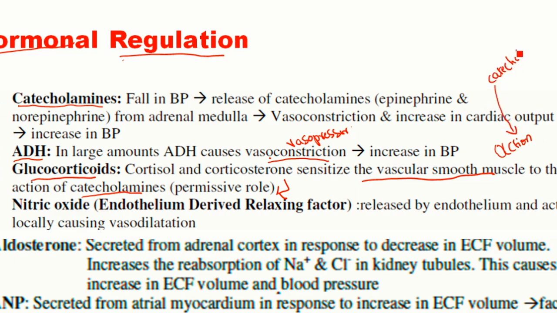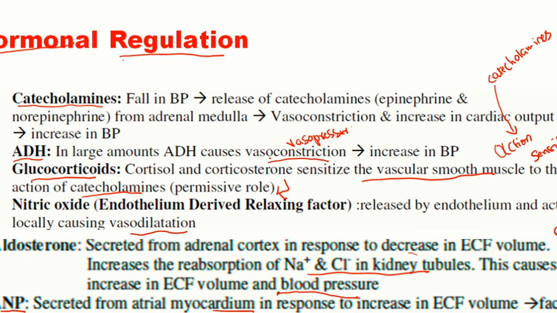Nitric oxide, from where is it secreted? It is the endothelium derived relaxing factor; the endothelium of the blood vessel acts locally, causing vasodilatation. Aldosterone, I already told you. What is aldosterone's action? The adrenal cortex, in response to decreased ECF volume, increases the reabsorption of sodium chloride from the kidney tubule, causing an increase in ECF volume. Once ECF volume is more, blood pressure is more. Other hormones like ANP, atrial natriuretic peptide, are secreted from the atrial myocardium in response to increased ECF volume, facilitating sodium chloride and water excretion into the urine. That decreases ECF volume, thereby blood pressure.